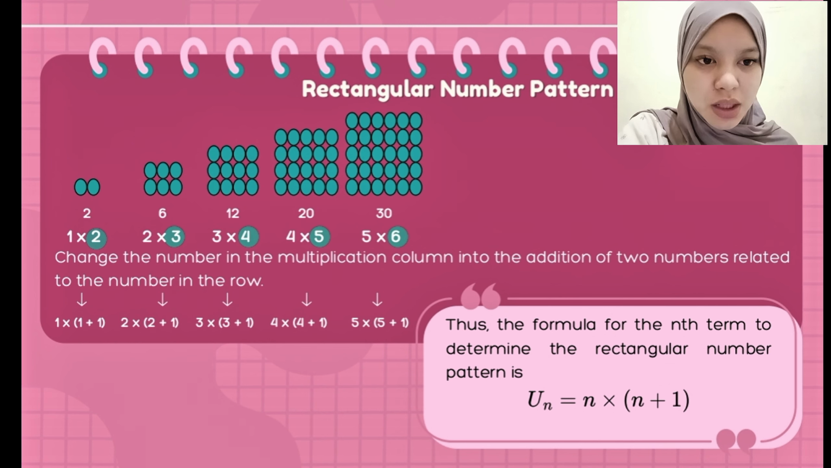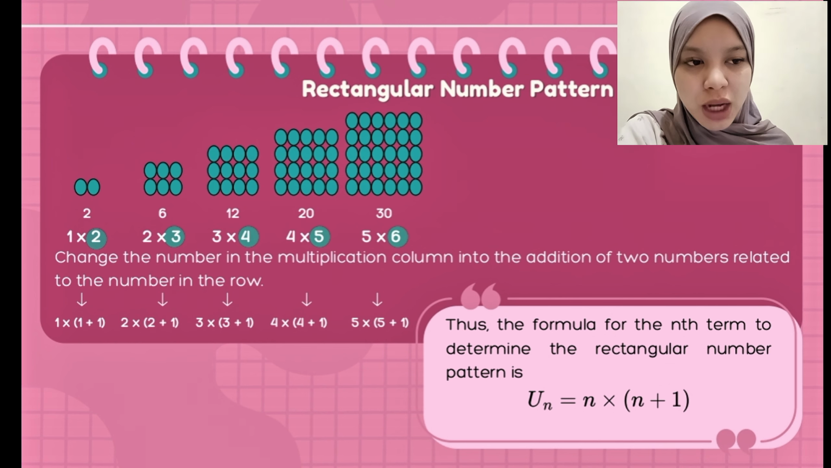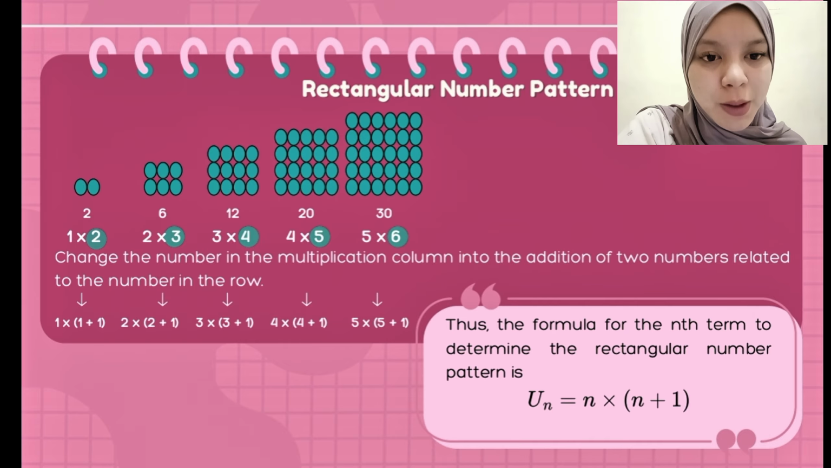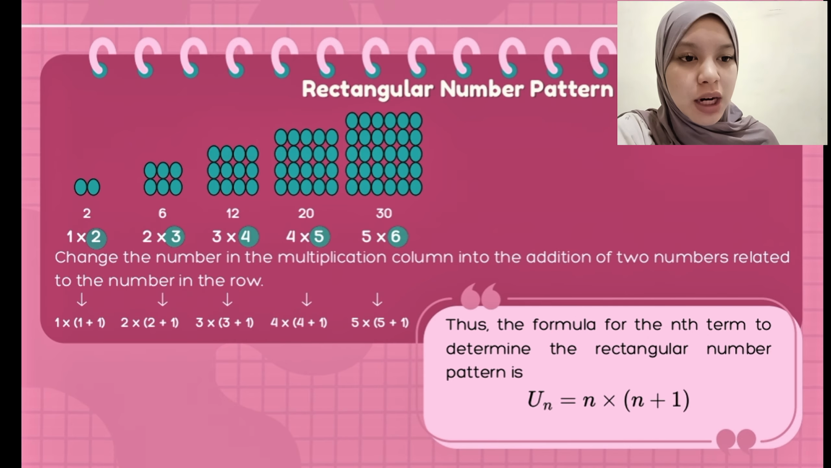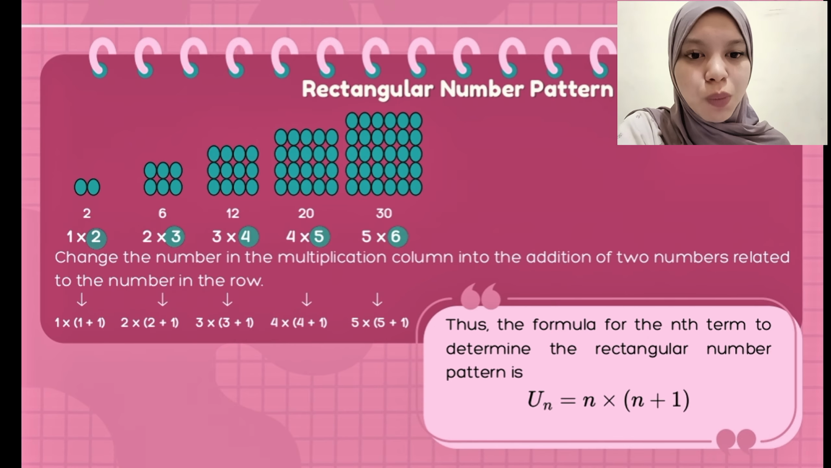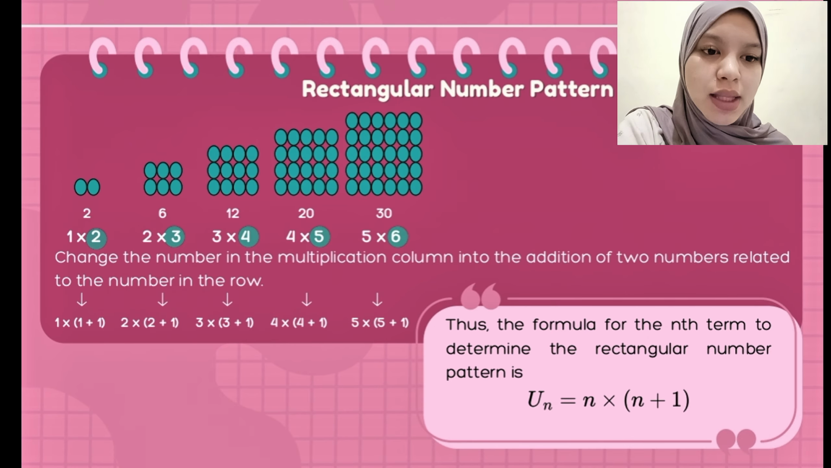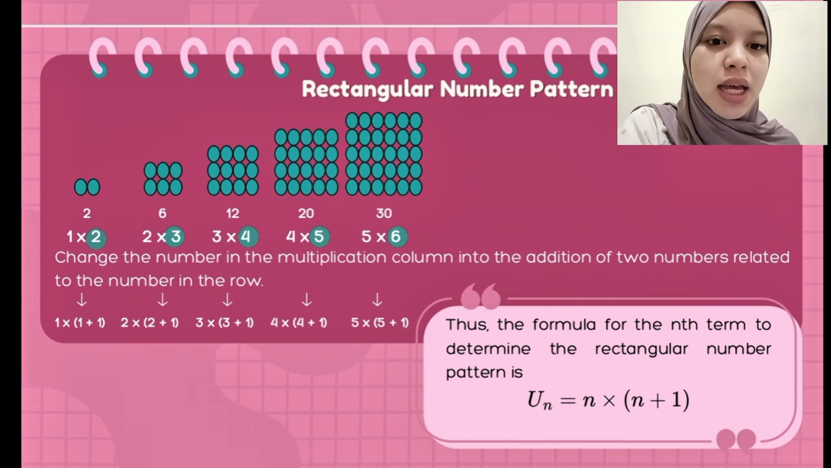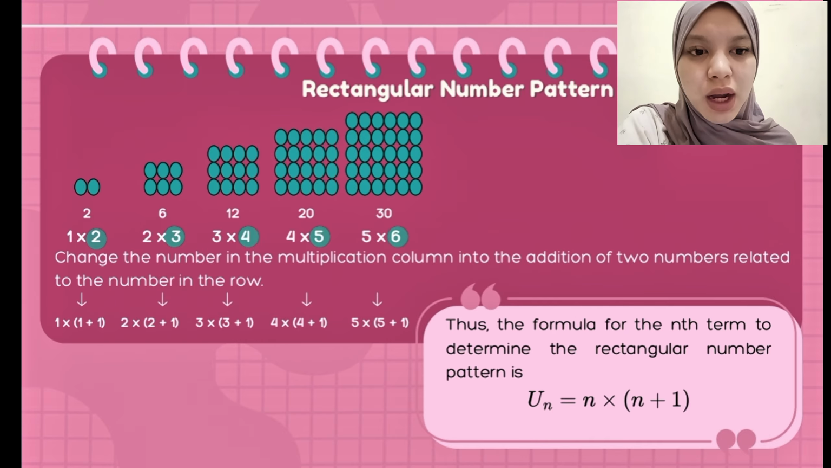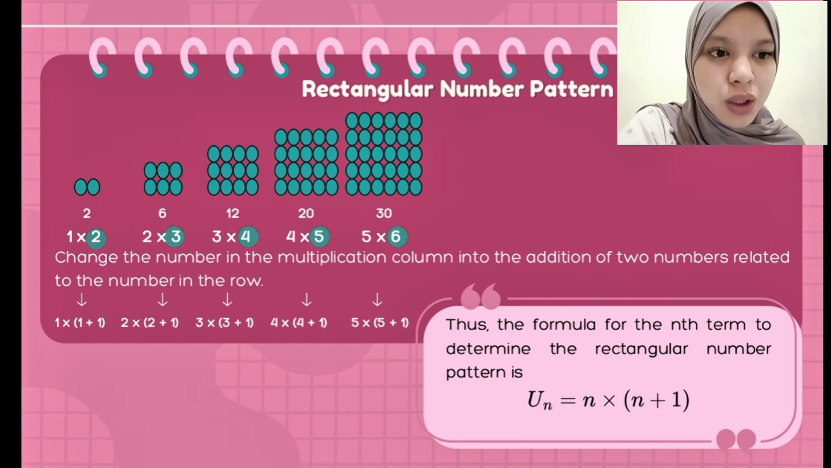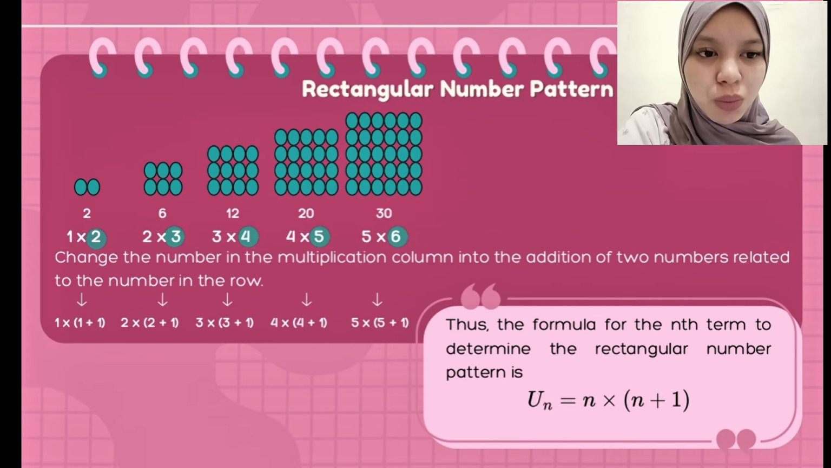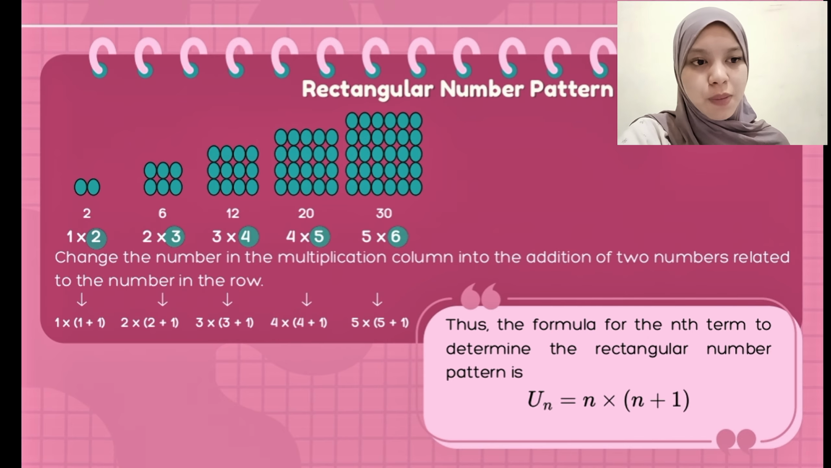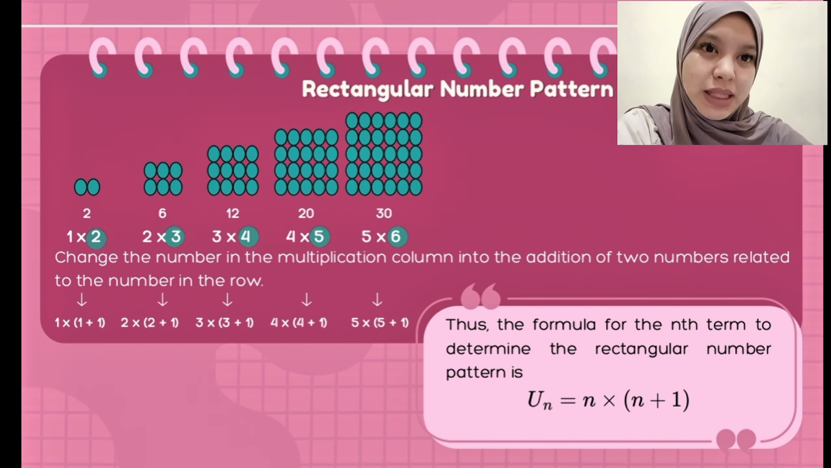In general, this pattern can be expressed in the product of a number and the next natural number. To determine the nth term of the rectangular number pattern, we use a formula U sub n equals n times n plus 1. This means that each term is obtained by multiplying a natural number by the next natural number. For example, to find the fifth term, we say U sub 5 equals 5 times 6, which equals 30. By using this formula, student can easily determine any term in the rectangular number pattern.